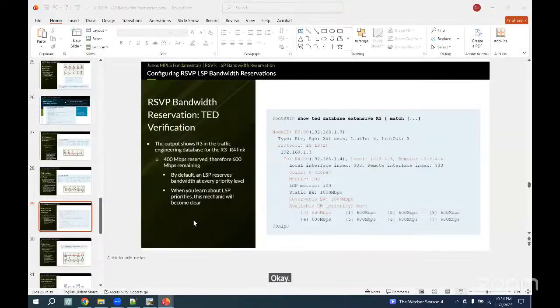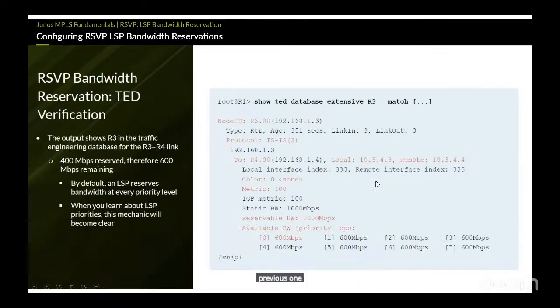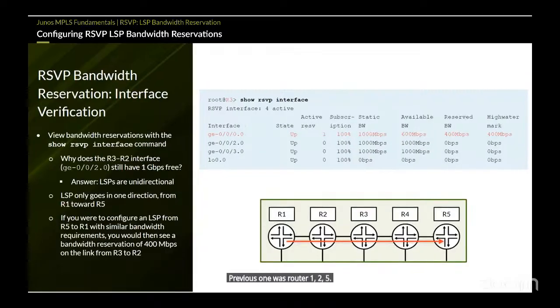Okay, let's go to the next slide. Set protocols mpls label-switched-path, this is the LSP name, and this one has bandwidth. Another bandwidth reservation is 700 Mbps. The path is router 1 to router 4. The previous one was router 1 to router 5.